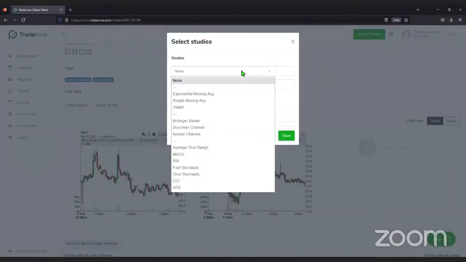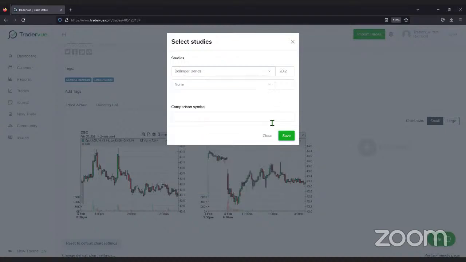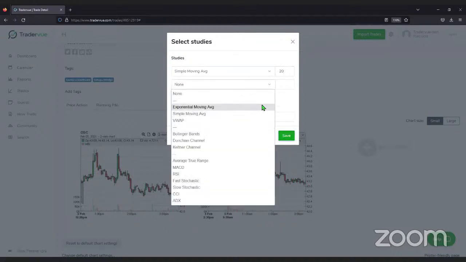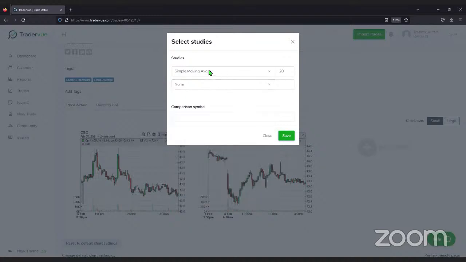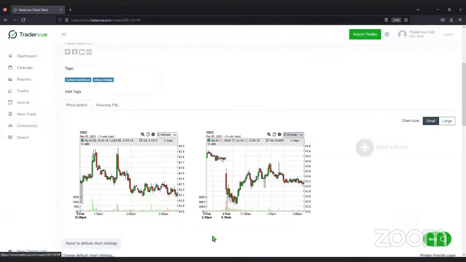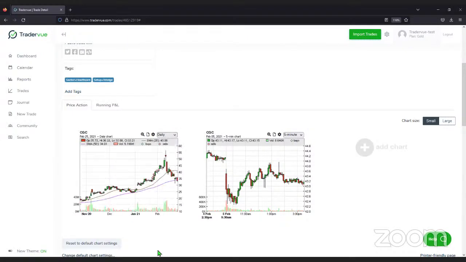You can also add studies, which are basically indicators. If I wanted to add, for example, Bollinger Bands. No, let's actually add a simple moving average of 20. You can add up to 2 indicators. We're looking to improve this and be able to add more, but originally only 2 indicators to try to keep it as clean as possible. So we can add, for example, 2 simple moving averages. And there you go. Of course, this is a moving average on a 2 minute, but we can also see it on a daily as well.